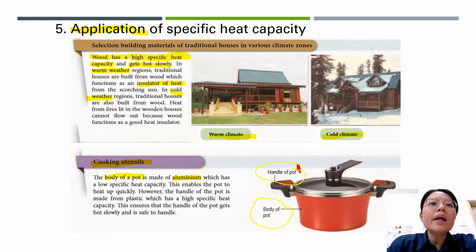Why? Because aluminium has low specific heat capacity. This will enable the pot to heat up quickly. So any substance with low specific heat capacity will heat up quickly. However, the handle must be made up of high quality plastic, which has a high specific heat capacity. So therefore, any substance with high specific heat capacity will heat up slowly. So that's why it is safe for you to handle.